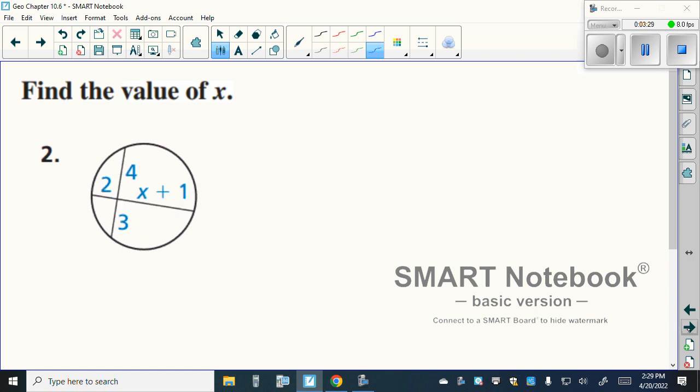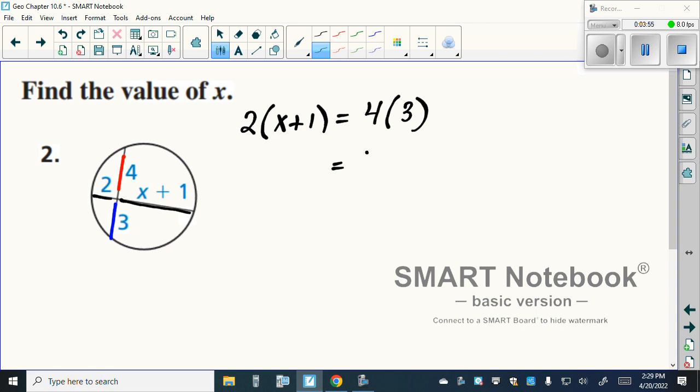So if we look at this one here, we're saying that this segment's length times this one is going to be the same as this one times this one here. So we have what? 2 times x plus 1 is going to equal 4 times 3. Now 4 times 3 is what?